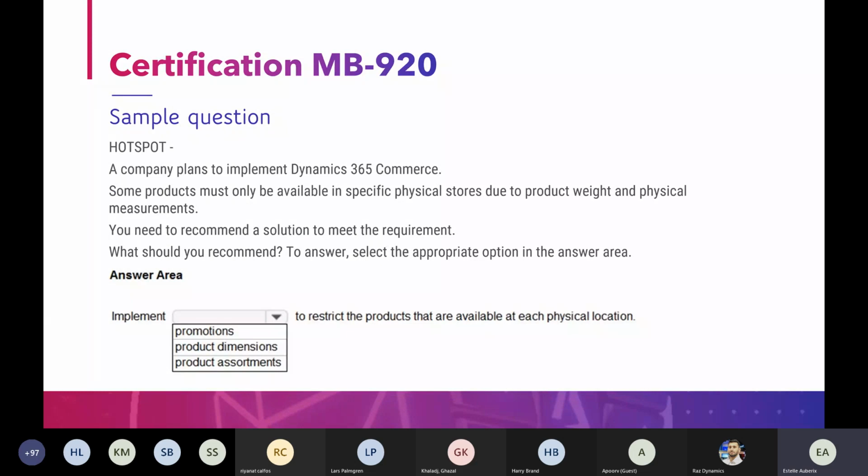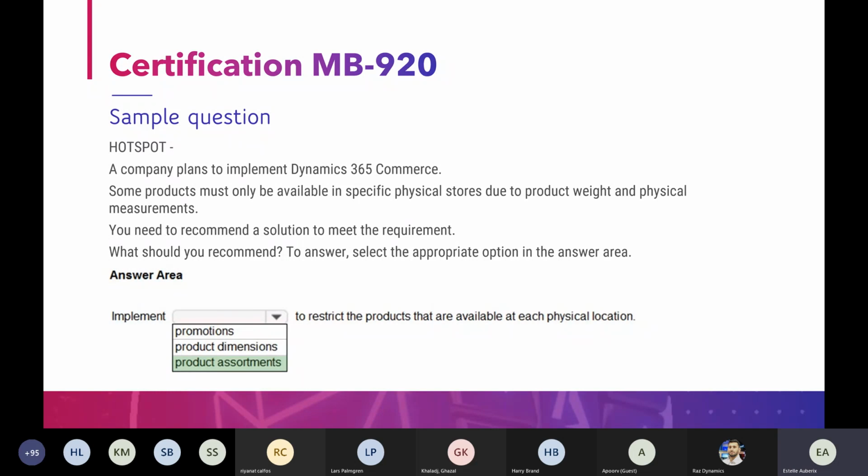A sample question about Dynamics 365 Commerce could be: some products must only be available in specific physical stores due to product weight and physical measurement, and you need to recommend a solution to meet the requirements. So which kind of solution are you going to advise to your company or to your customer if you're a consultant? The right answer is a product assortment to restrict the products that are available in each physical location.